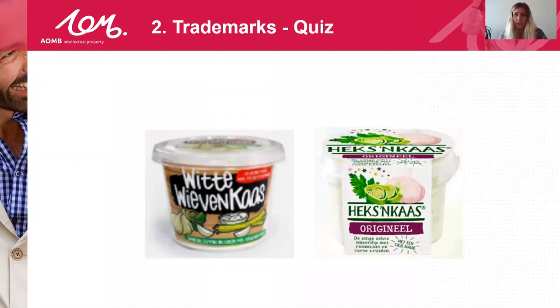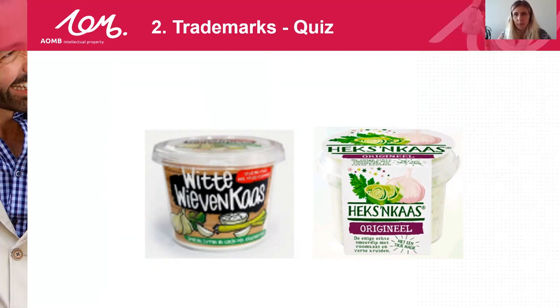This was a case two years ago. There was a question about first trademark infringement, but also copyright infringement. Trademark infringement was about whether Witte Wieven kaas infringed Hexenkaas. Just to explain it shortly, as I said, first the names have to be similar enough, and that is always on the aspect of visual, phonetical, and conceptual similarity. And here the visual and phonetical similarity of Hexenkaas and Witte Wievenkaas was different enough.